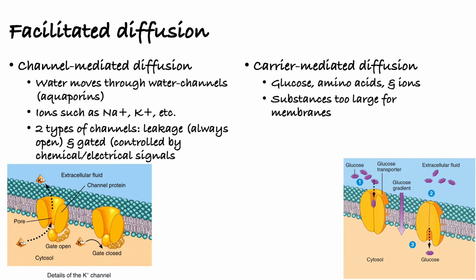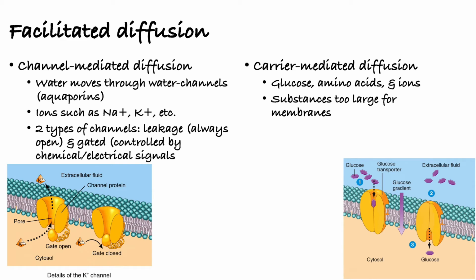And there are two types of channels: leakage channels and gated channels. Like the name implies, leakage always means it's open, so you basically have sodium leaking in, or you have potassium leaking out, while gated channels are controlled by chemical or electrical signals.